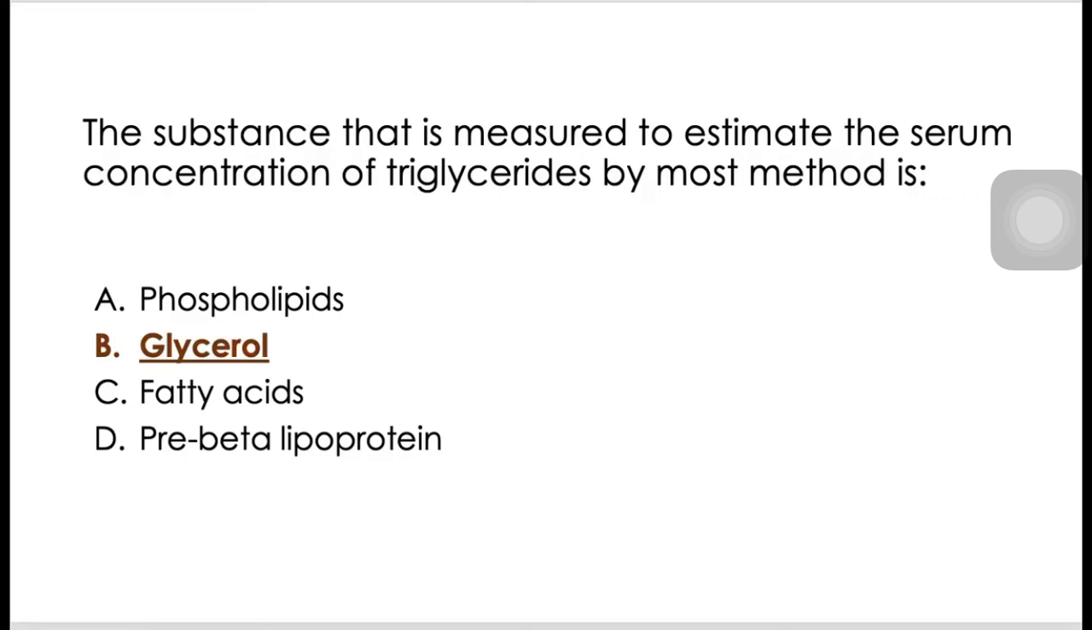For the enzymatic measurement of triglyceride, it is a coupled reaction. The first enzyme that we are using is lipase, for the hydrolysis of triglyceride to produce glycerol. And then the glycerol will enter the second reaction through the enzyme glycerol kinase. So what we are measuring is the glycerol, to estimate the triglyceride value.